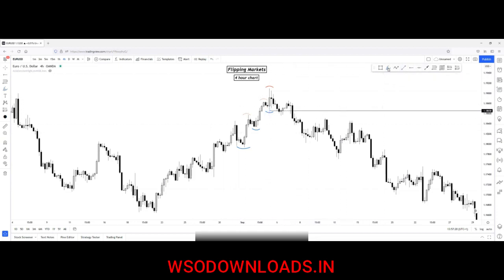Then a new strong high will be created. So as you can see, price could break below this last strong low. So this means an opposite strong zone has been created, which is a strong high.